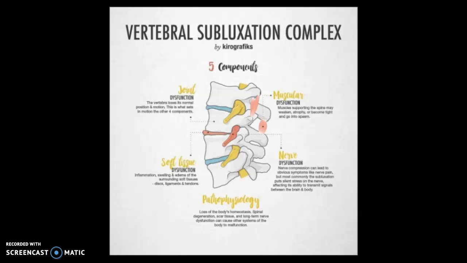And the pathophysiology of it all, loss of the body's proper homeostasis. So this includes the development of spinal degeneration, development of scar tissue, and then long-term nerve dysfunction that causes, as we know, other systems in the body to malfunction. But most importantly, that nerve dysfunction component. Nerve compression can lead to obvious symptoms such as nerve pain, but what we typically see and is more common is for a subluxation to place silent stress on the nerve, affecting its ability to transmit signals between the body and brain.